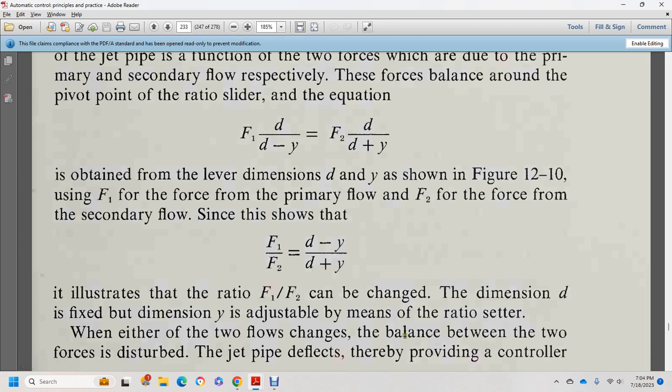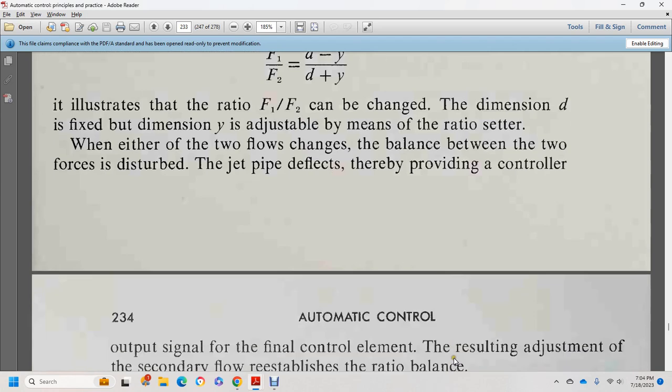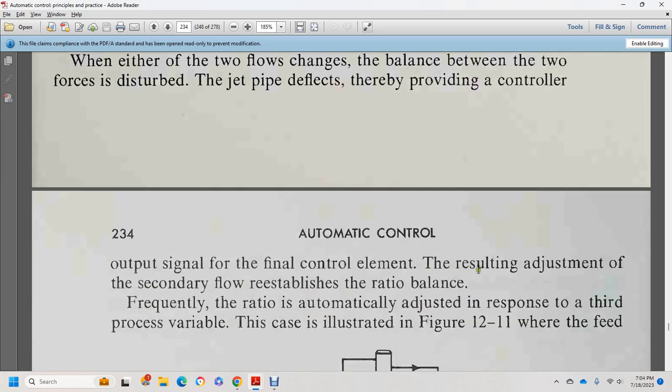If either of the two flows changes, the balance between the two forces is disturbed and the jet pipe deflects. The controller output signal to the final control element results in an adjustment of the secondary flow that reestablishes the ratio balance, with the flow ratio automatically adjusted in response to a third process variable.